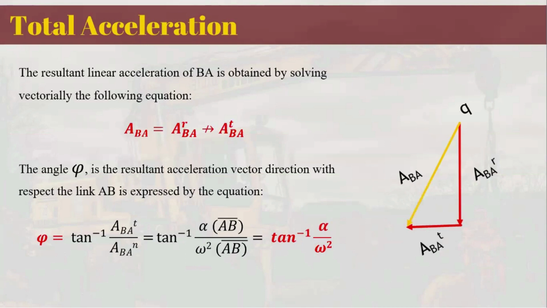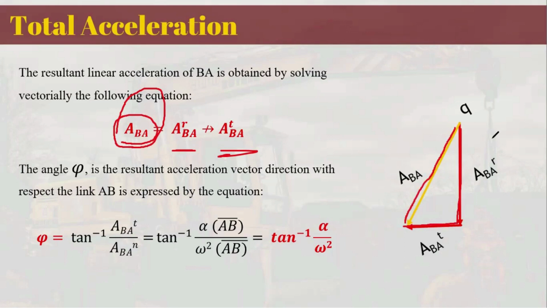So now we have the equations for total acceleration. From the diagram that we drew a while ago, we can infer that the absolute acceleration is just the vector sum of the radial component and the tangential component. And the angle theta, which is the direction of the resultant acceleration vector with respect to the link AB, is expressed by this equation.